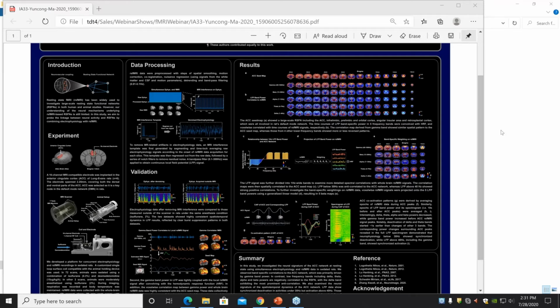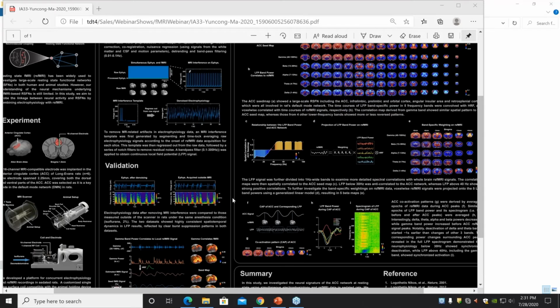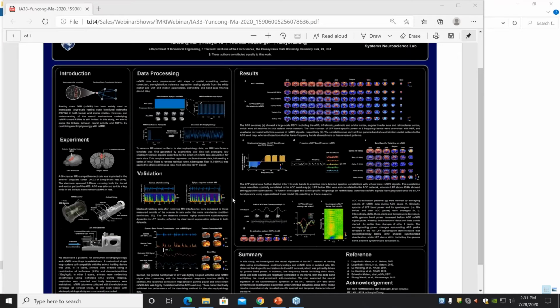So this is our recent work that was shown at the Brain Initiative PI meeting. You are free to register and download this poster to look at the details. In our lab, we are interested in investigating the neural basis of the resting state fMRI signal and the resting state functional connectivity. In this study, we combine electrophysiology and fMRI in sedated rats.